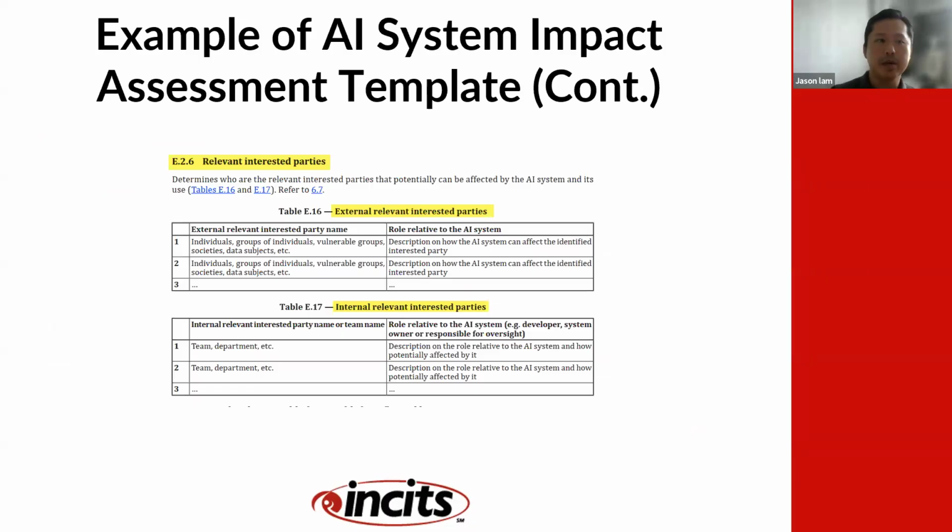As we continue through the example of 42005 and Annex E, now we're going into talking about possible identification of relevant interested parties. So as shown in this example, while in the process of performing that impact assessment, this is showing how an organization could document and consider the specific impacts to various individuals and groups and societies, as well as possible roles relevant to the AI system and any other interested parties.